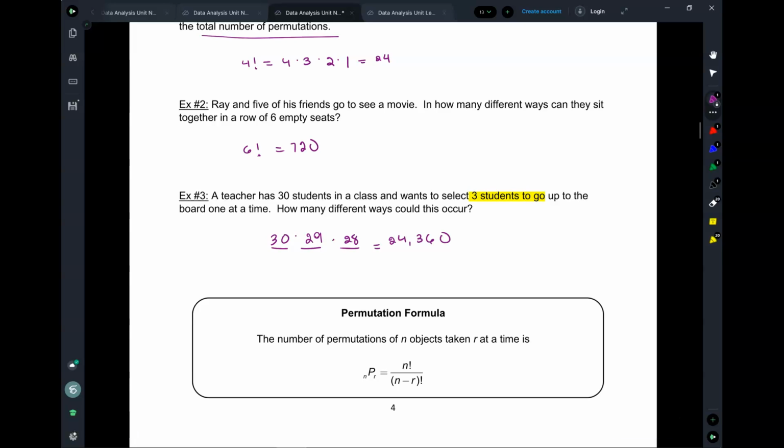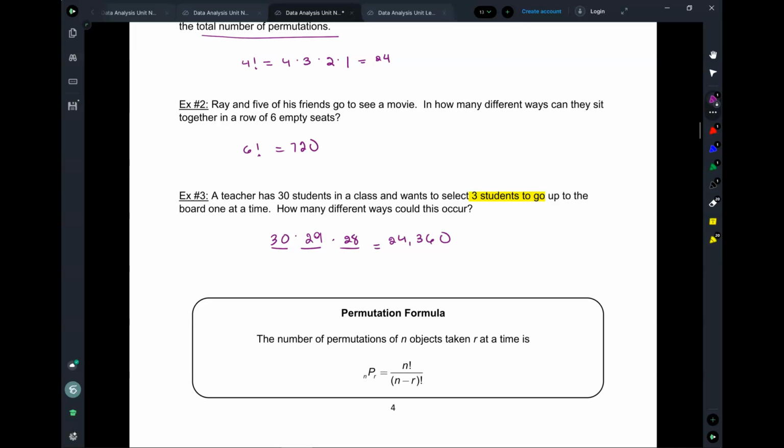Okay. Because we only have 3 slots. Okay, so now, does this mean I have to write it out every single time? What if I had 1,000 students in a school, and I had to pick 57? I'm not going to sit there and do 1,000 times 999 times 998, 57 times, correct? There has to be another formula.